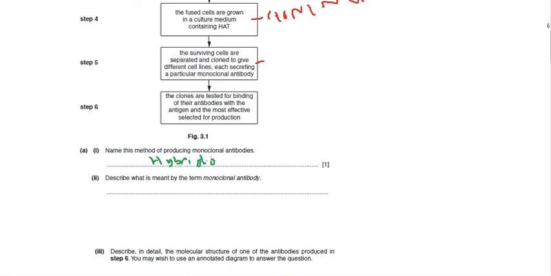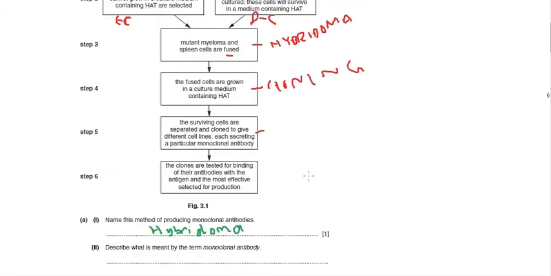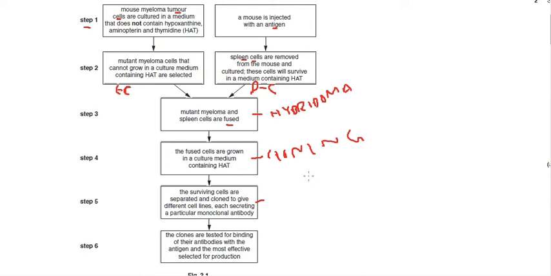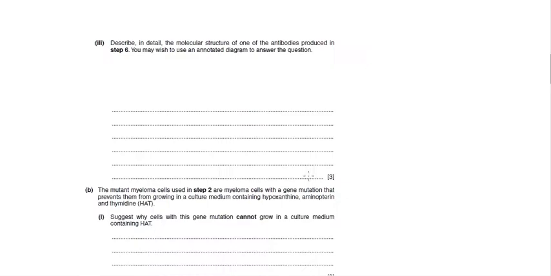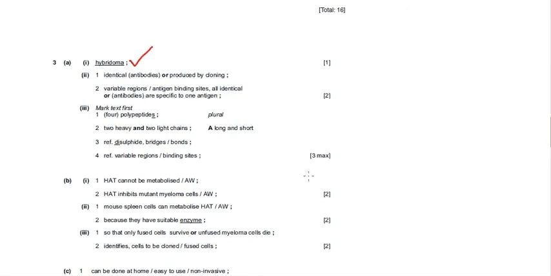Hybridoma. Make sure you know the spelling well, okay? And then describe what is meant by the term monoclonal antibody. So for this case, monoclonal antibody, what is it? Monoclonal antibody is identical, produced by cloning, and the variable regions and antigen binding sites are all identical for the antigen.